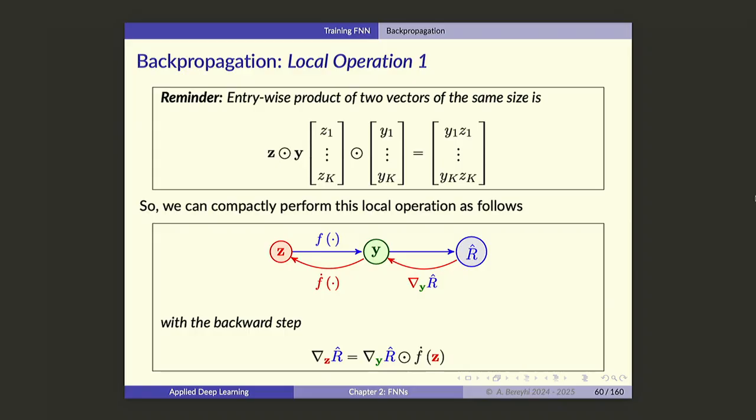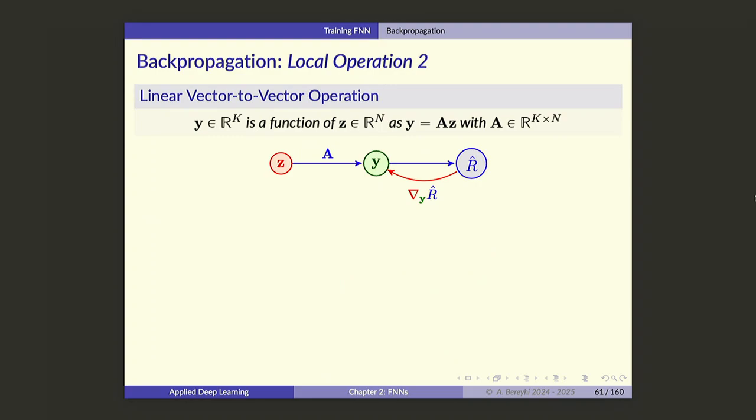Okay, so now let's go for the next operation. The next operation that we want to talk about is this one. What we have here is r hat, and it's coming from y again. So this part is exactly the same as before. Now, instead of having z k-dimensional passing through one entry-wise function, I assume that z is n-dimensional. So n is no different from k. And it's just being transformed linearly by some matrix A to y. So x is n-dimensional, y is k-dimensional.